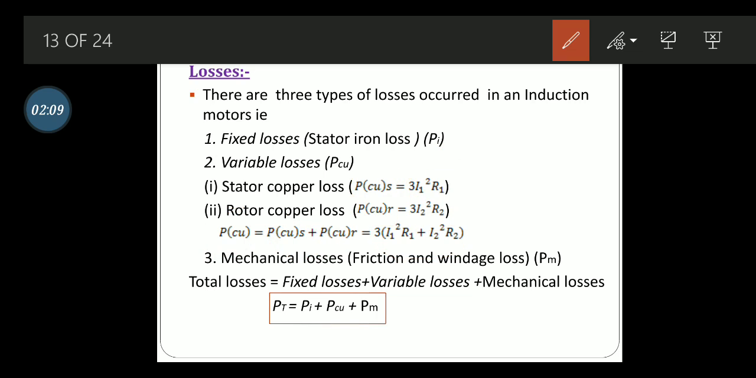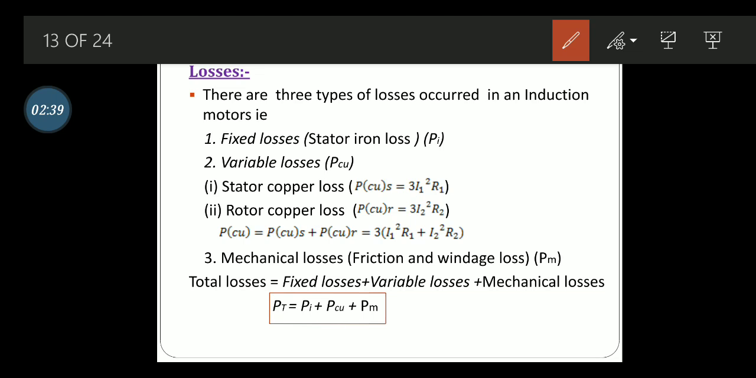Now one more loss, so that is mechanical loss. This is also called as friction and windage loss. So the loss which is occurred by the mechanical vibration, or the windage. It is nothing but the air. So the blow of air within the induction motor, due to that the losses occurred, so that is called as the mechanical losses.